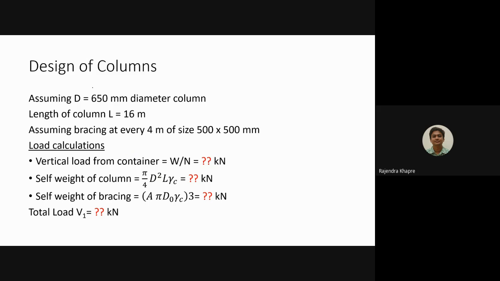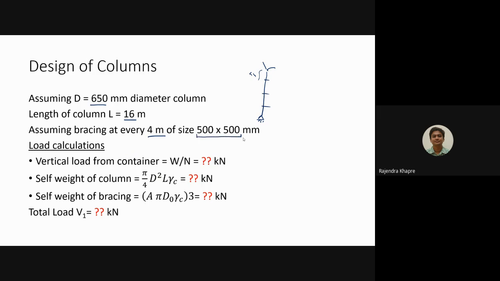Yeah. So we are assuming the diameter as 650 mm and the length of the column as 16 meters. And what we are doing is we are assuming the bracings at a distance of every 4 meter. So let us say, if this is your column, we will be having one bracing over here, one bracing over here, one bracing over here, and here you have a foundation, and here you have a container like this. Okay, so this is nothing but 4 meter. So at every 4 meter we are assuming a bracing. The size of the bracing which we are assuming is 500 mm by 500 mm.